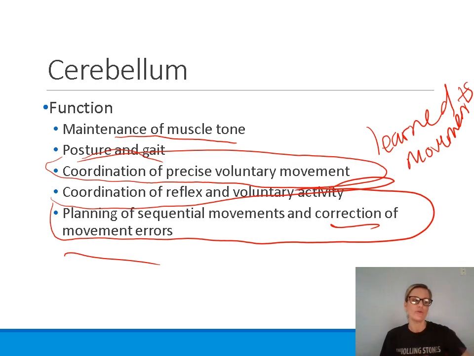And this happens over and over and over again. And this is why our movements get better and better and better, right? The first time you do something, it might not be very good. It's a clumsy movement. It doesn't happen just the way you want it to. But the next time you do it, you get a little bit better. And the next time you do it, you get a little bit better, right? So the cerebellum is highly involved in this perfection of learned movements.